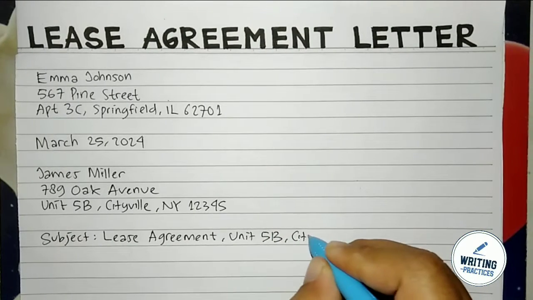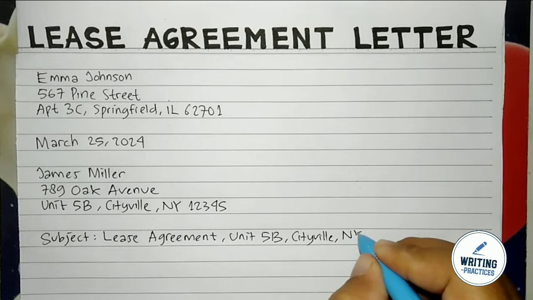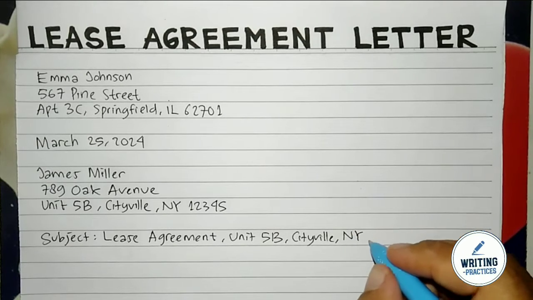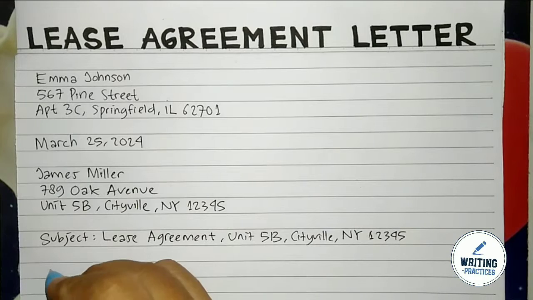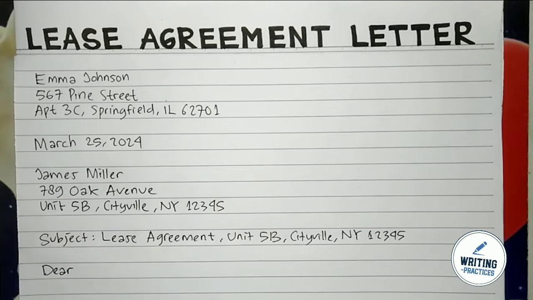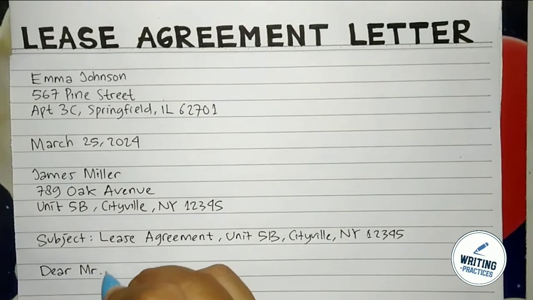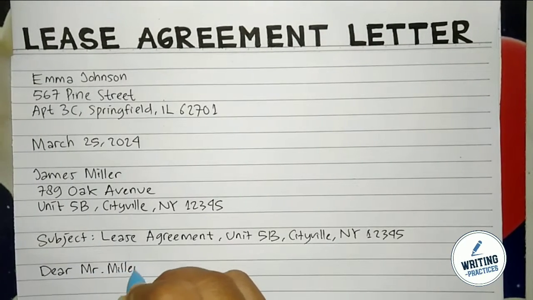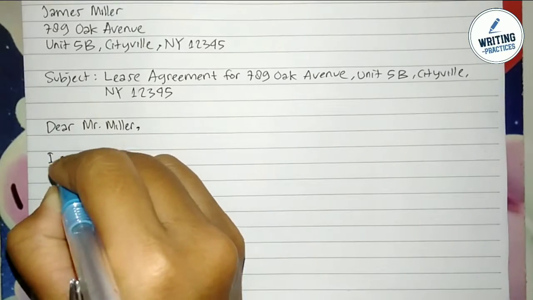Once you completed this information, you can write the subject of the letter. Well, this is not a must but highly recommended. Here, you can simply write, lease agreement for, followed by the full address of the property you want to lease. And now, you can open the letter with a formal salutation. Simply write, Dear Mr., or Mrs., or Ms., followed by the last name of the recipient.